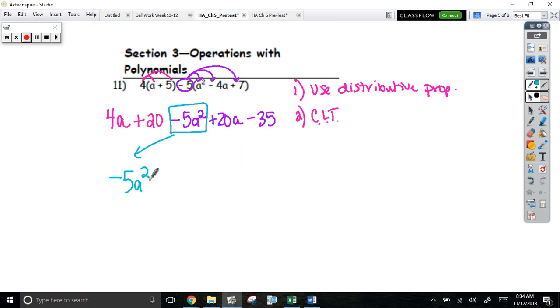Then we'll collect our next like terms, which are 4a and 20a, which will get me plus 24a. And last but not least, we have our regular numbers or constants. So 20 minus 35 will be minus 15.